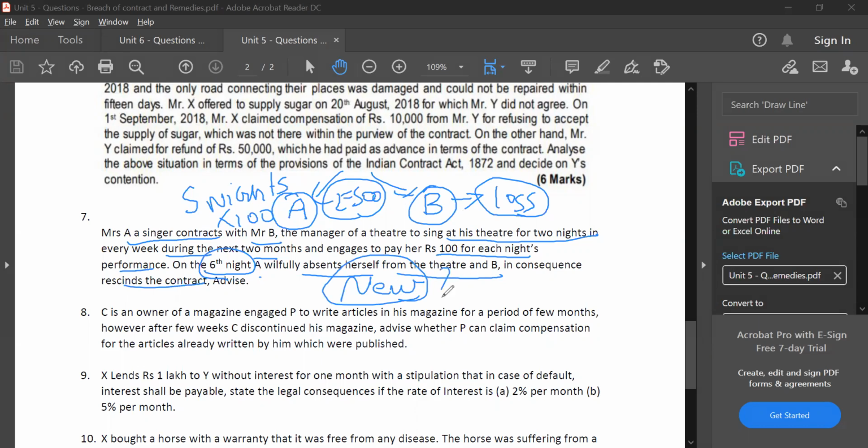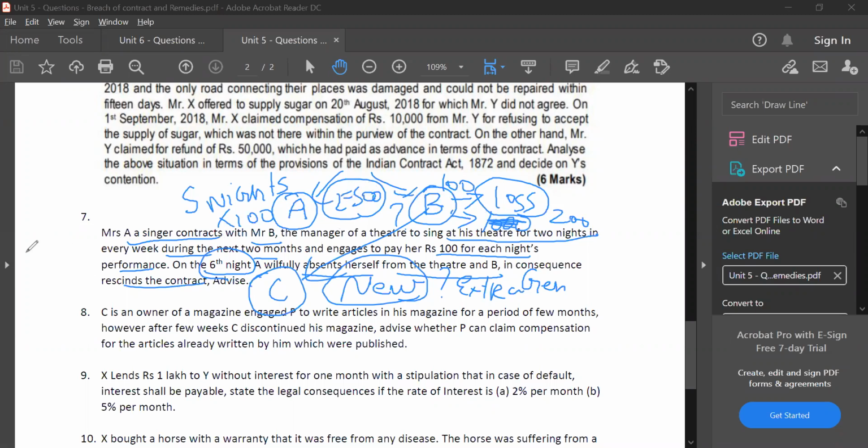The question is not clear whether B has found a new singer, how much extra money is being spent, what is the amount of loss. If at all B is suffering any loss, let us say on the 6th night B found a new singer called C who is singing the same songs for the same price, ₹100. Is B suffering any loss? Absolutely not. So B cannot claim money. However, if B is suffering any loss, then he can claim that money from the singer. Then it depends on the loss. If the loss is 1,000, then they'll net off and B will claim the balance 500 from A. But if the loss is only ₹200, then A can claim from B the balance 300. So it depends on the facts of the case.